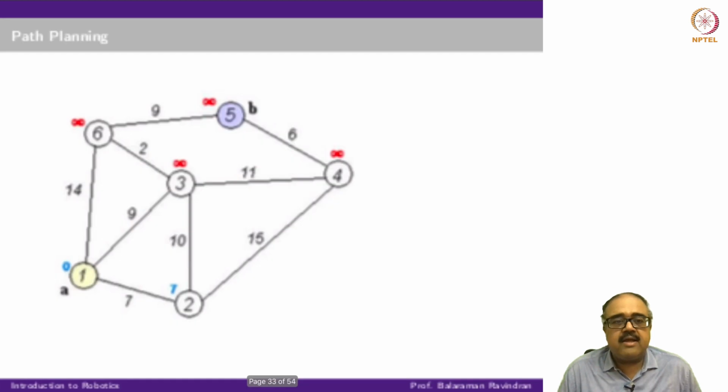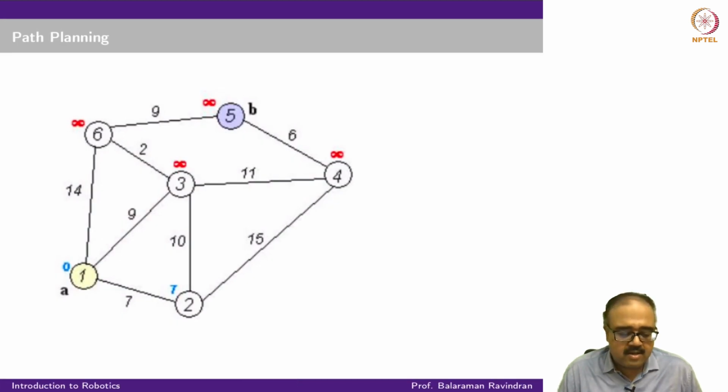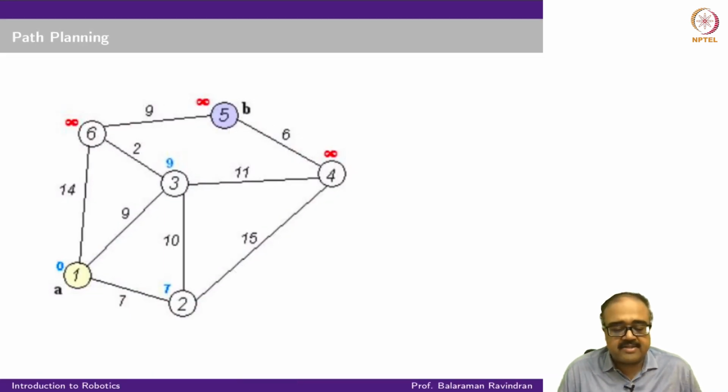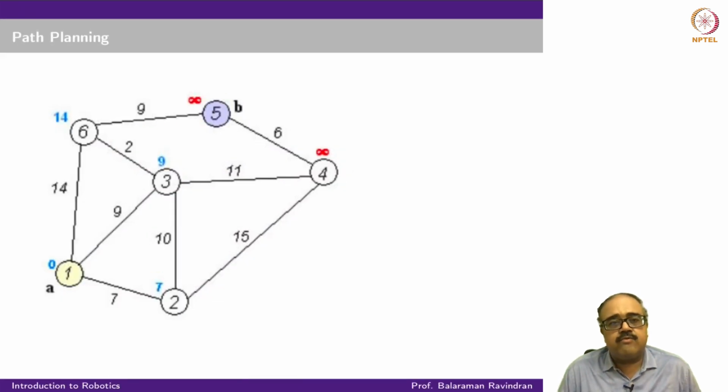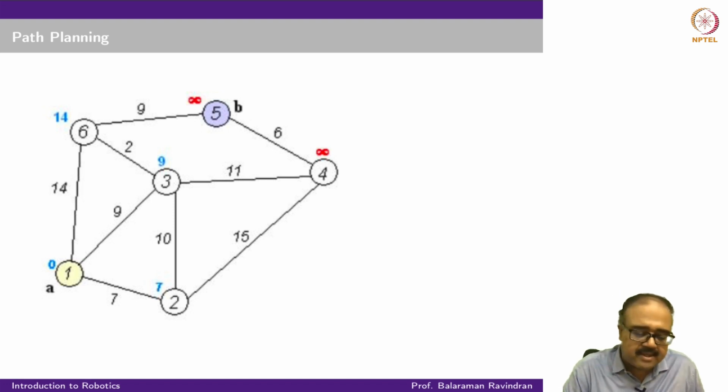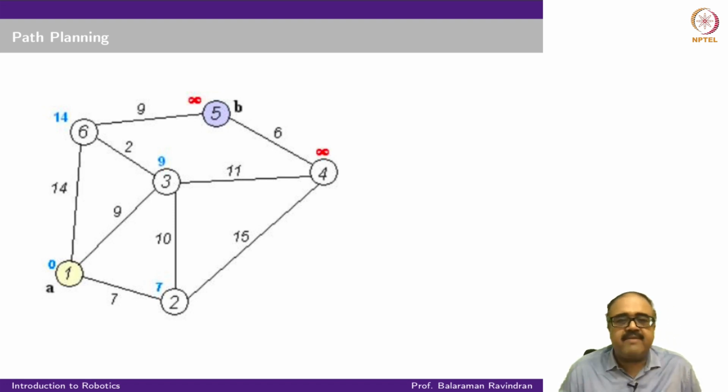Now I start off with 1, and then I look at the neighbors. What are the neighbors? 2, 3 and 6. So I'll update the distance of 2 to 7, the distance of 3 to 9, and the distance of 6 to 14, because that is the path cost from going from here to there, and the previous cost was infinity, therefore I can replace it. And for all of these, 2, 3 and 6, the previous node will be 1.